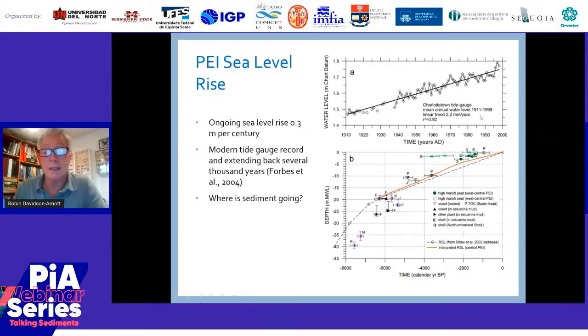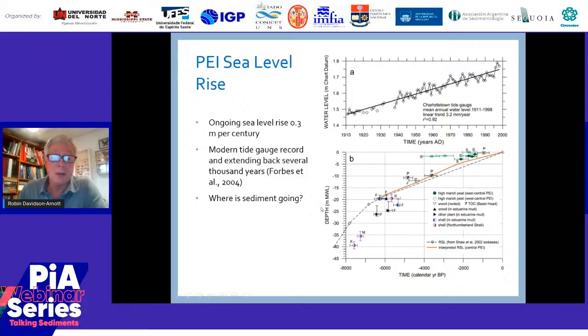This is only from 1911 to 1998. But Don Forbes and his group have put together a curve for the last 6,000 years based on a whole range of different sets of evidence that shows if we go back 6,000 years and look at the average rate of change in sea level, it's also about 0.3 meters per century for 6,000 years.